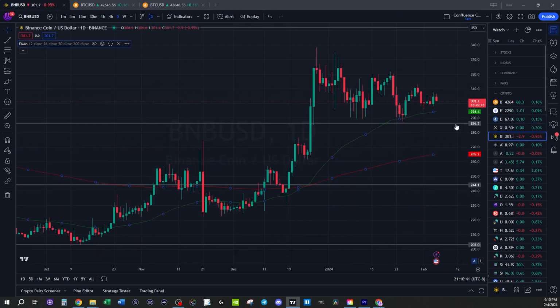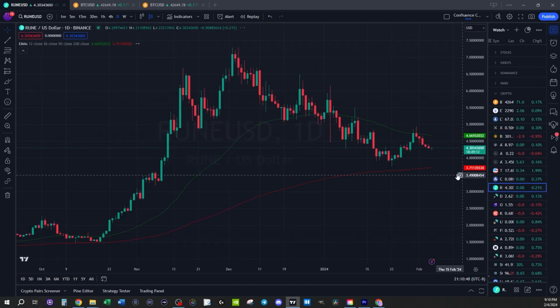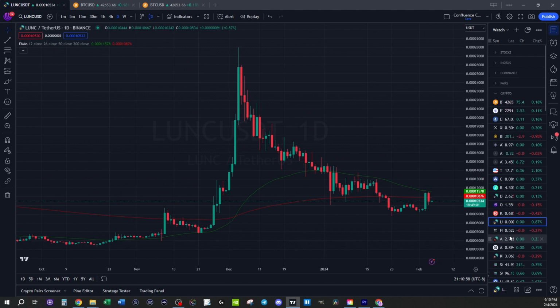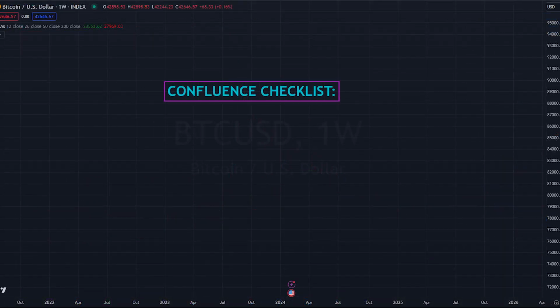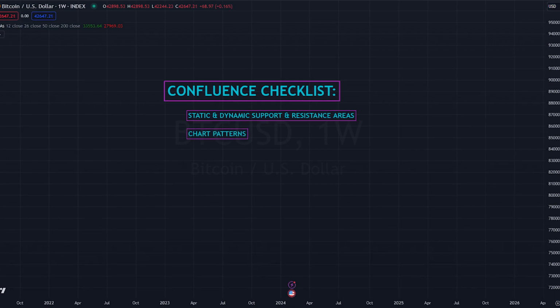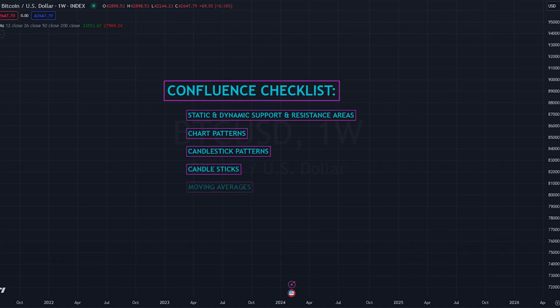Then see where the lines are in relationship to each other. Is the 50-day above or below the 200? Check to see if the moving averages are acting as any form of dynamic support and resistance. Then see if price action is nearing any areas of confluence, and see what signals you're getting from our checklist so far: static and dynamic support and resistance, chart patterns, candlestick patterns, and moving averages.